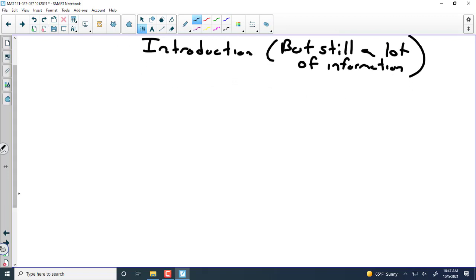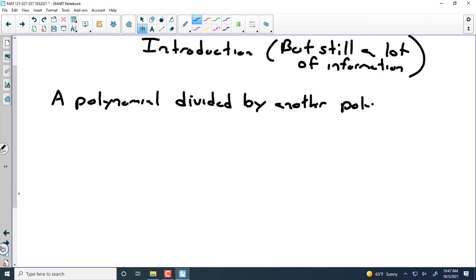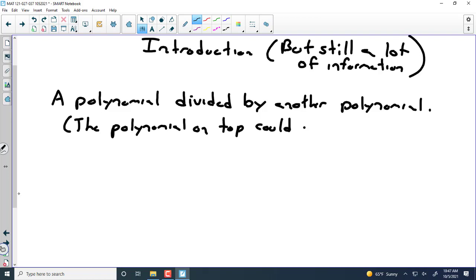What is a rational function? It is a polynomial divided by another polynomial. The polynomial on top could just be a number. So a rational function is a polynomial divided by another polynomial.